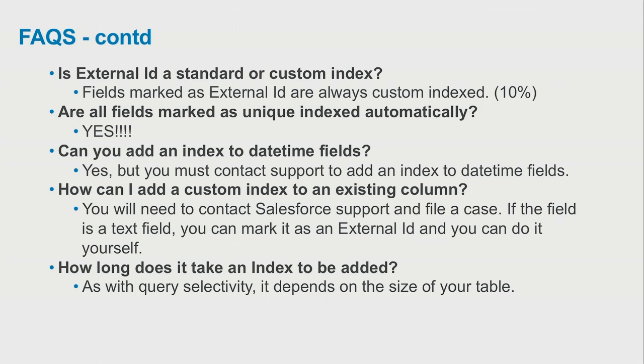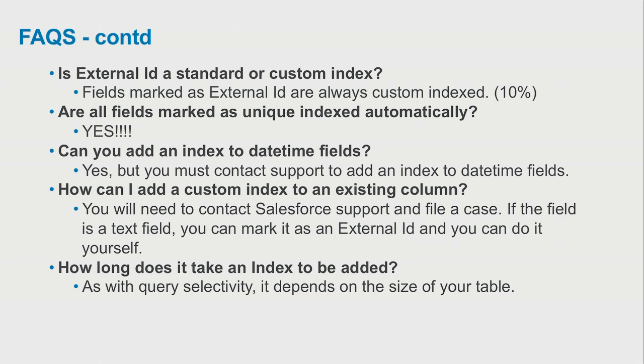So can you add an index to an existing column? Again, you need to contact Salesforce support, but if the field's a text field, you can mark it as an external ID. Again, that's going to make a 10% selectivity threshold, but we don't want to be marking everything as external IDs, or we might run into that index row lock and index skew issue we talked about earlier. So again, be thinking of the bigger picture.